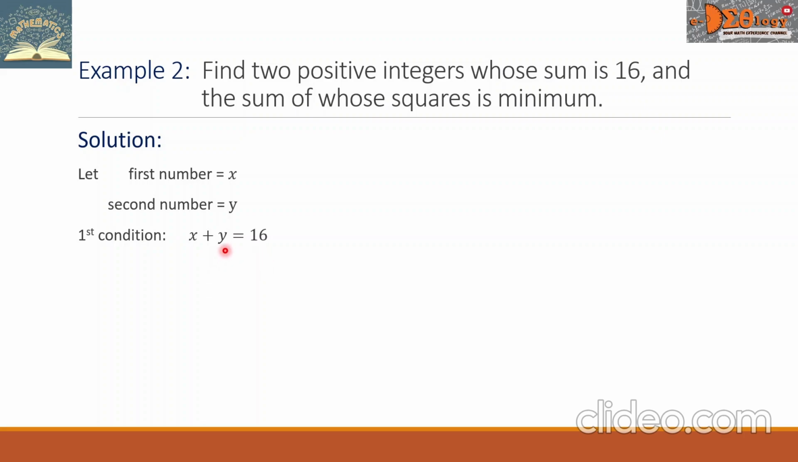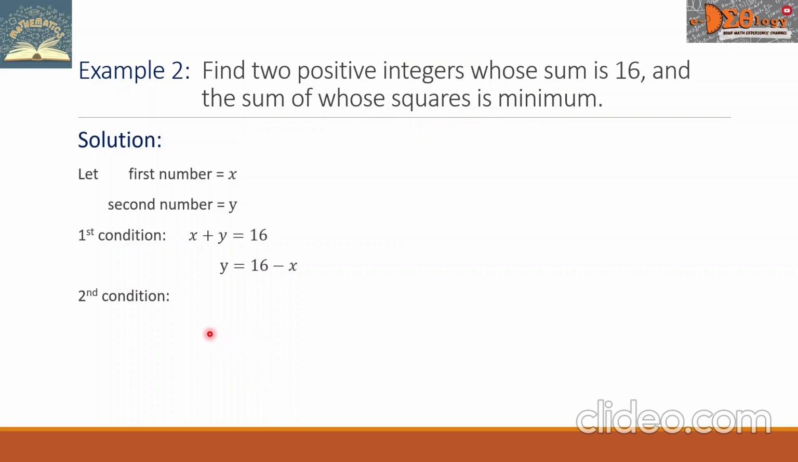We can isolate y, meaning this x we transpose to the right. From positive, it becomes minus x. So this is the equation of y with respect to x, that is 16 minus x. Now, the second condition. It says, the sum of whose squares is minimum.